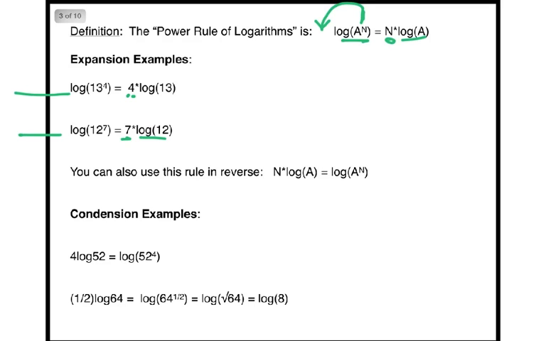You can also use this rule in reverse: if you have a number being multiplied by the logarithm, it can become the exponent on the argument of the logarithm. For instance, 4 log 52, the 4 can go up and become the exponent on the 52. Or 1/2 times log 64, the 1/2 can come up and become an exponent on the 64. So this was really log of 64 to the power of 1/2, and an exponent of 1/2 is actually a square root, and so the square root of 64 is 8.